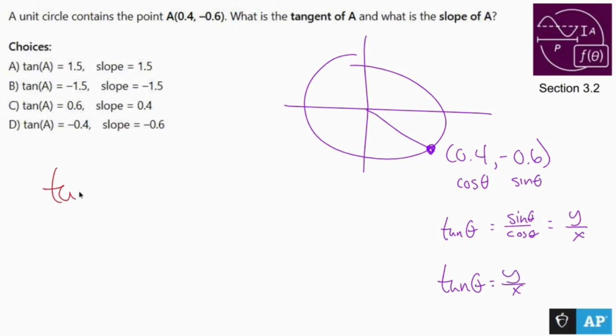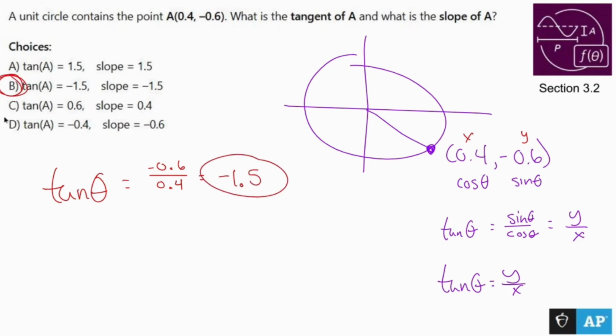All right, so what is tangent theta then? Well, tangent theta is going to be my y value, which is negative 0.6, over my x value, which is regular 0.4. That's basically saying negative 6 over 4, which is negative 1.5. So tangent is negative 1.5.